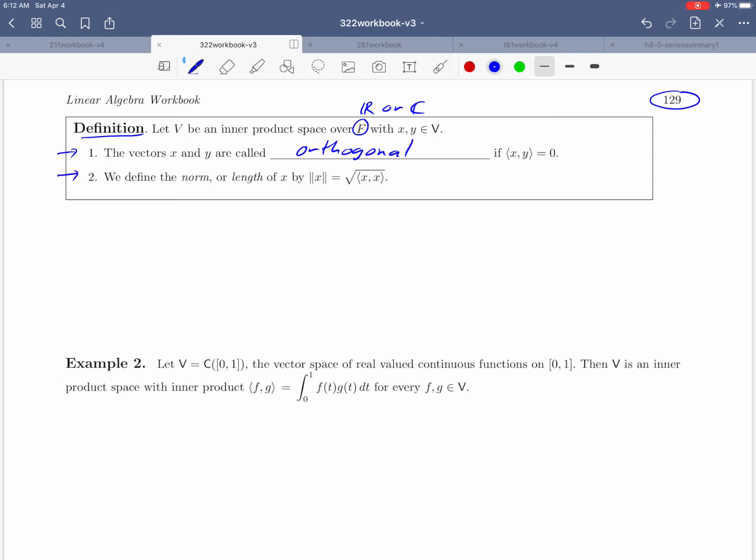Okay, and then we define something called the norm, which you can think of as a length. The norm of x, that's the way that we would read this symbol, is equal to the square root of the inner product of x with itself.